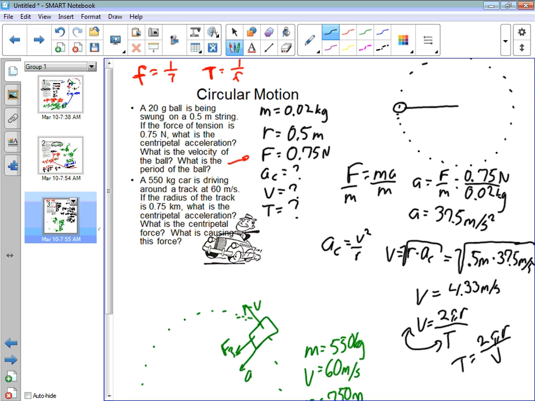Anyhow, so 2 times 0.5, that's the radius, that's going to just be 1. Multiplied by pi, so pi divided by the velocity, which was 4.33 meters per second. So it's about 3 divided by about 4 1/3, not exactly, but pretty close. What do we end up getting? 0.73 seconds. Good. 0.73 seconds. Excellent.